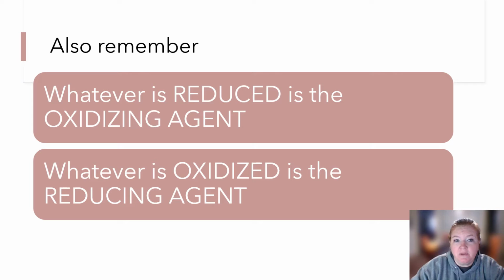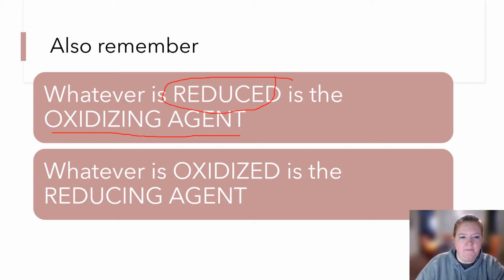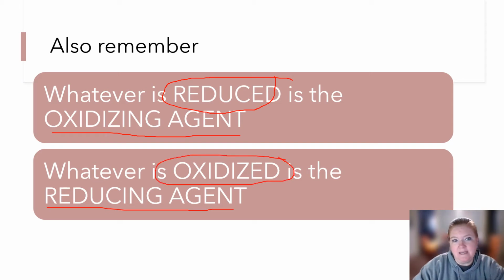All right, also remember this. Whatever is reduced is the oxidizing agent. And whatever is oxidized is the reducing agent. Remember, an agent doesn't actually do the work, but sets it up. So an oxidizing agent doesn't do any work, but it sets up oxidizing by reducing something. And a reducing agent doesn't do anything really, except it sets up reducing. How does it set up reducing? By making sure something gets oxidized.